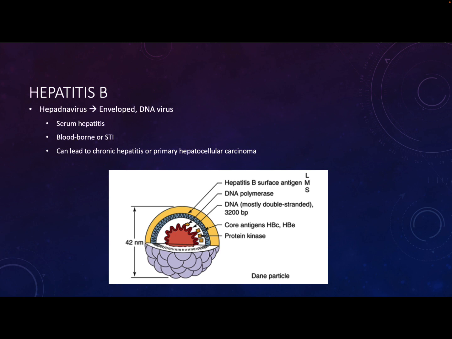So sometimes this is called serum hepatitis. It is often found as a bloodborne infection. So if you work in a clinical setting, you almost certainly were encouraged or required to get vaccinated against hepatitis B. It can also be sexually transmitted. Unlike hepatitis A, hepatitis B can establish a chronic infection, and it can be oncogenic. It can lead to liver cancer.